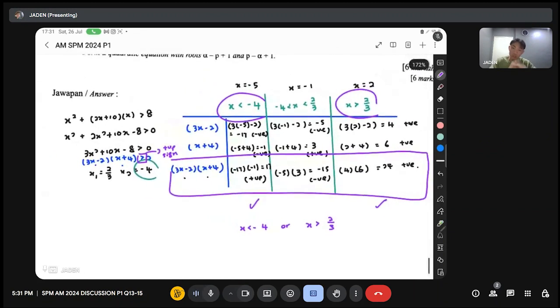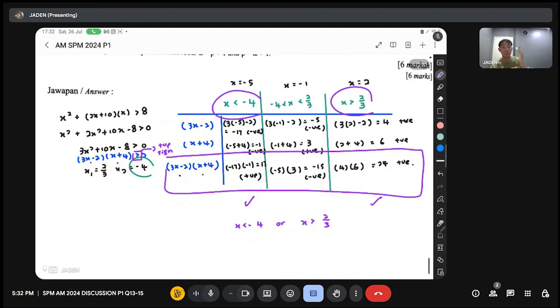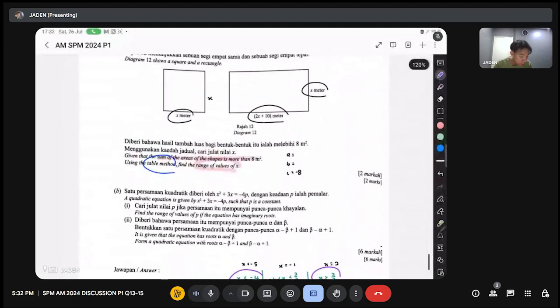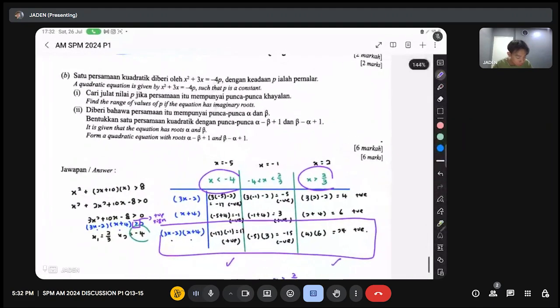Now, the structure is the same even though next time they say use table method. It will always be this framework. You want to rearrange equation, factorize, key in calculator, get two roots, and then create a table, repeat the process that I did over here. And that will be, how many marks are there? 2 marks. Okay, another 6 marks here we go.